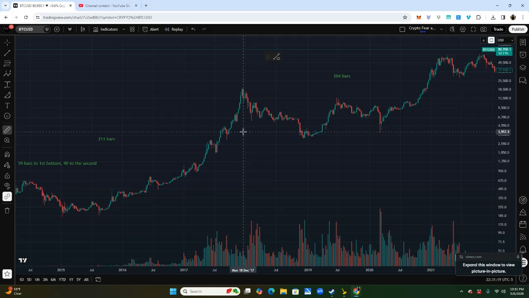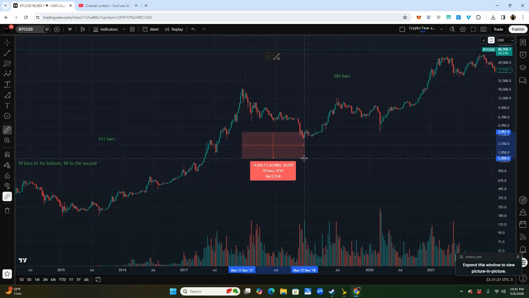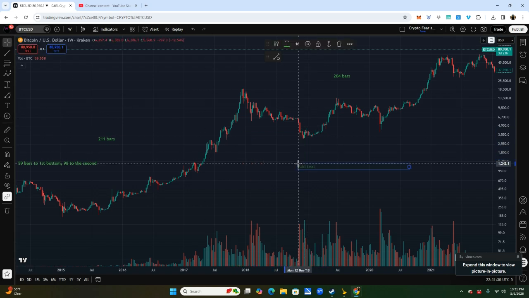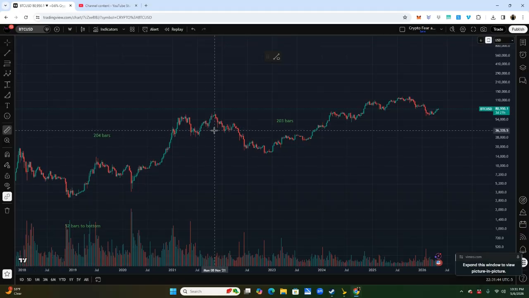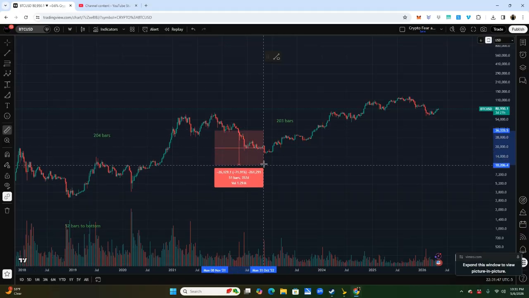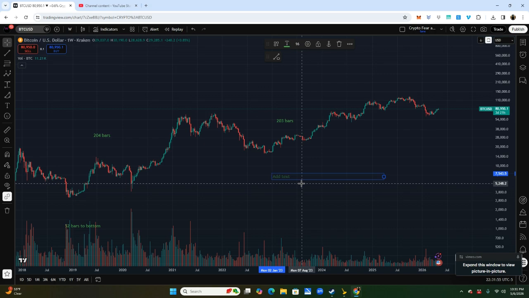Now let's go to the top to the bottom here: 52 bars, to bottom. We're not going to do a second bottom here because that's kind of a weird situation. Now let's do this one. Top to bottom is 52 bars. Oh, that's pretty incredible. Same as last time, 52 bars to bottom.